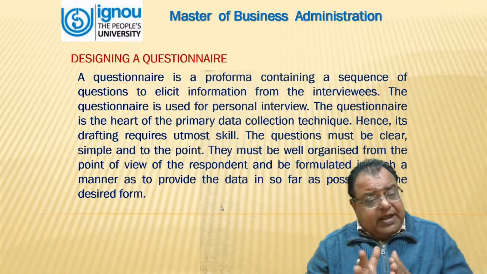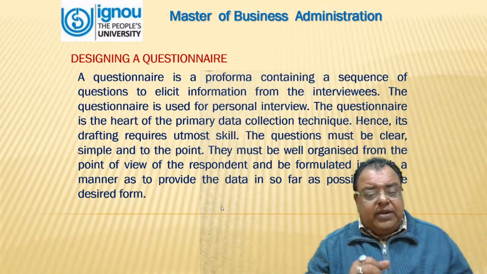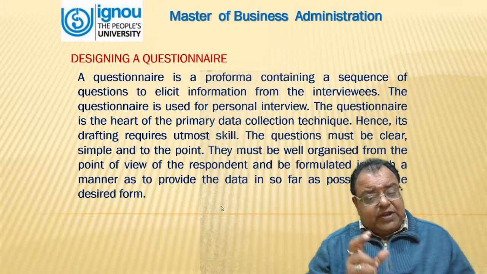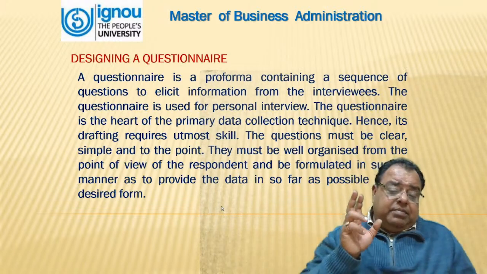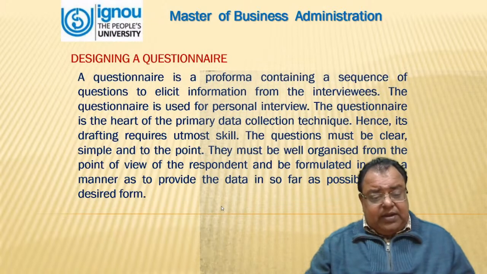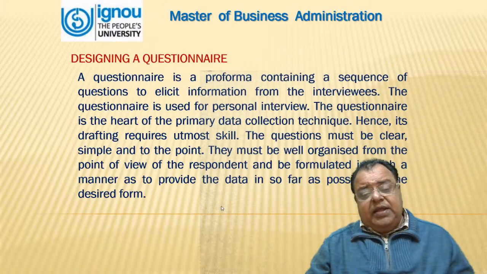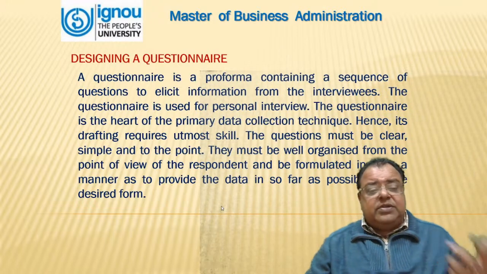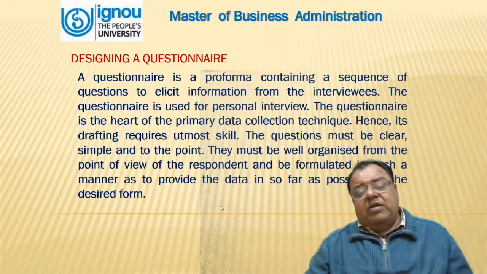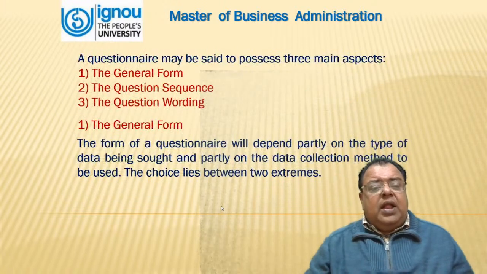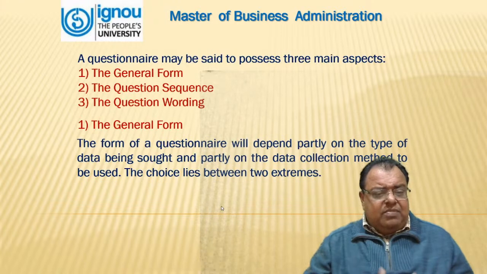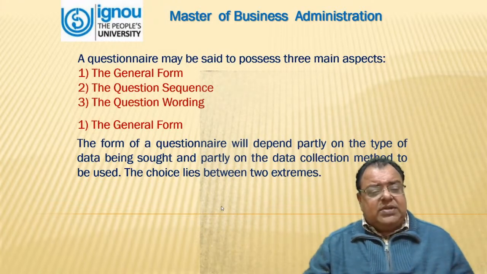The questions must be clear, simple, and to the point. They must be well organized from the point of view of the respondent and be formulated in such a manner as to provide the data, in so far as possible, in the desired form. That means information has to be in a chronological order. A questionnaire may be said to possess three aspects: the general form, the question sequence, and the question wording.